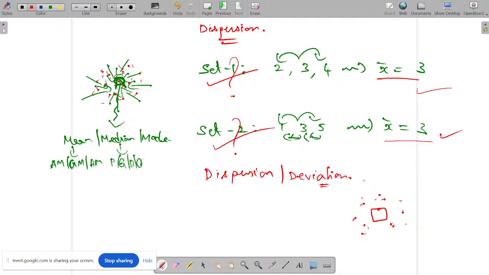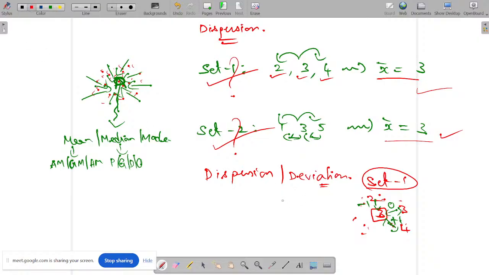What's the mean value? This was set 1 data I'm drawing. What's the mean value? 3. What are the other values? 2, 3 and 4. So how far it is deviated? -1, 0 and +1. Am I right? This is the deviations above.